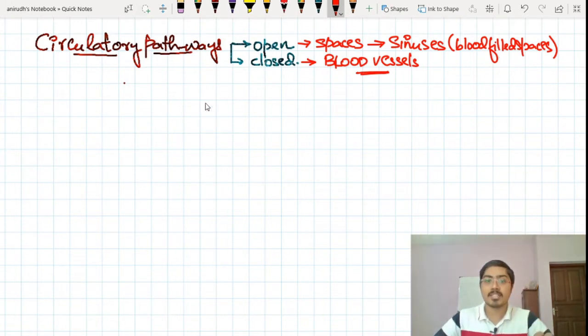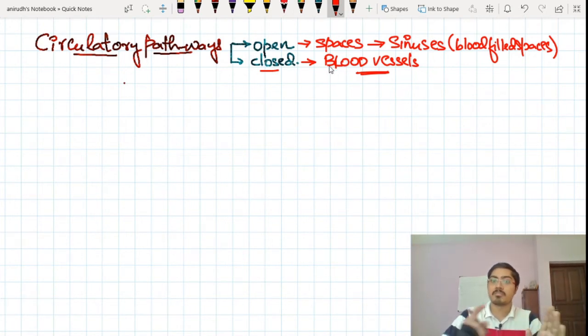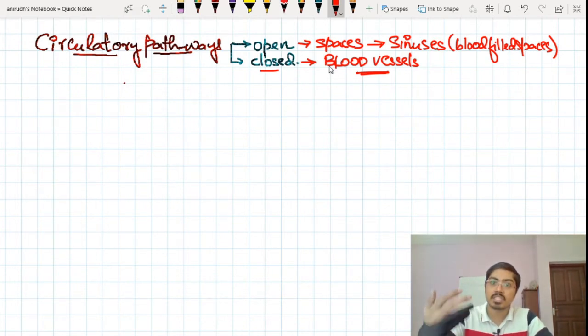While in case of closed circulation, in these kind of organisms you have blood vessels which will carry the blood from the heart to all the different areas in the body, where individually there will be circulation and there will be diffusion of substances and the waste materials between the organ or the tissue and the blood vessel. So this is the difference between an open circulation and a closed circulation.